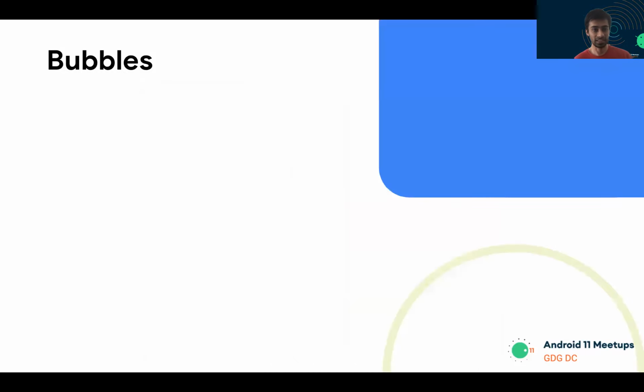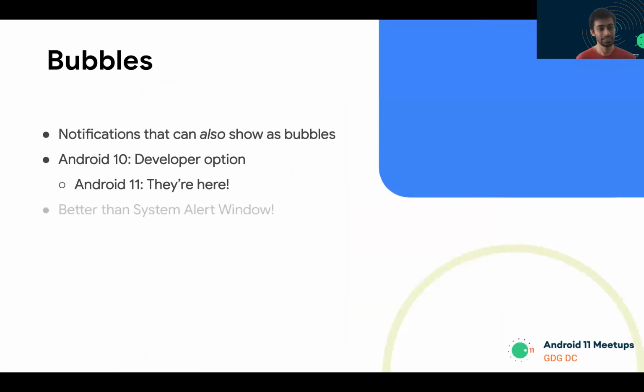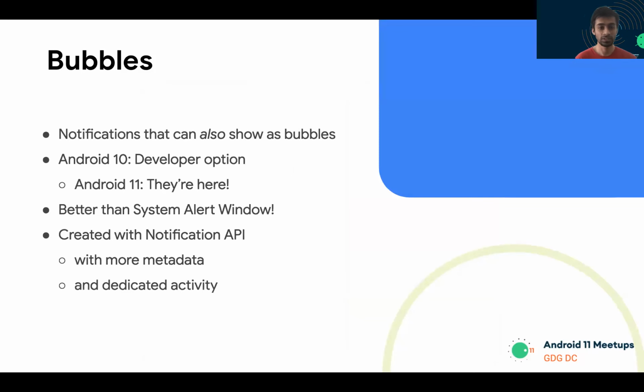So you go to the next slide. If you currently have Android 10, these bubbles are actually already available, but you have to go into developer options to turn them on. In Android 11, they are available by default, so you don't have to do any special developer option stuff to turn them on. Previously, system alert windows were used to accomplish similar things. But as part of the 11 release, it is recommended that if you are using the system alert window, you replace it with the new Bubbles API.